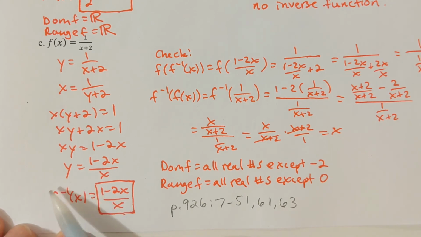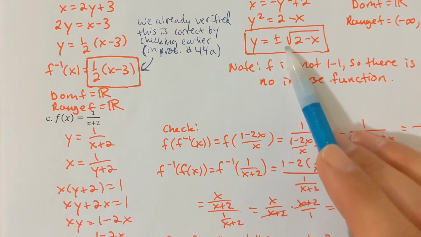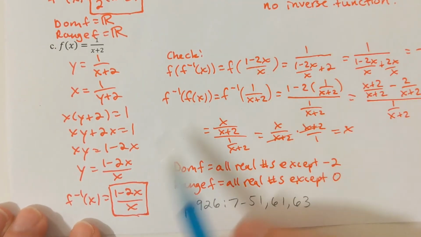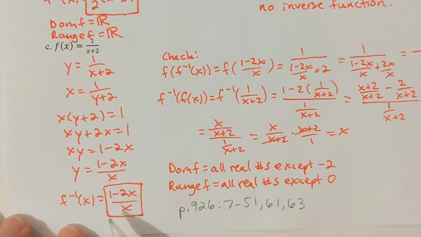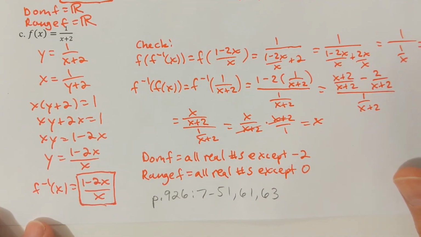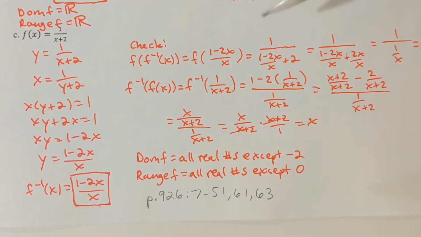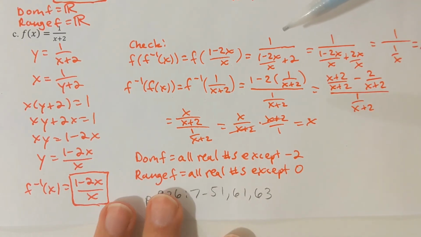Now, I can use inverse function notation here. I didn't have any plus-minus thing come up like in the last problem, so I could call this f inverse if I wanted to. f inverse of x equals 1 minus 2x all over x. That would be my answer. And I could check that if I wanted to. You can always check by plugging each function into the other and verifying that you get plain old x. So that's what I've done here on the side.